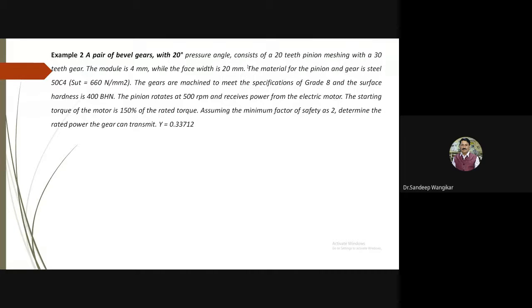BHN is 400. The pinion rotates at 500 RPM and receives power from an electric motor. The starting torque is 150% of the rated torque. So what does it indicate? CS is equal to 1.5. Assuming the minimum factor of safety Fs is equal to 2, determine the rated power that the gear can transmit. And the Y value is given here.